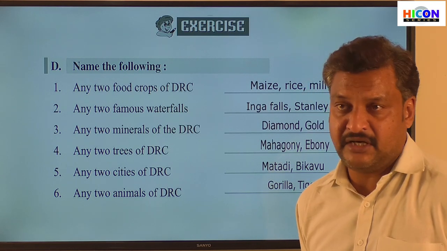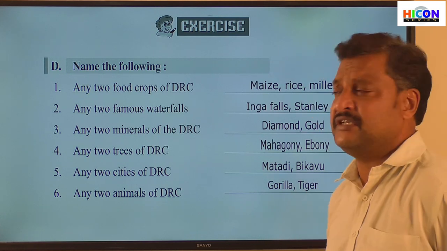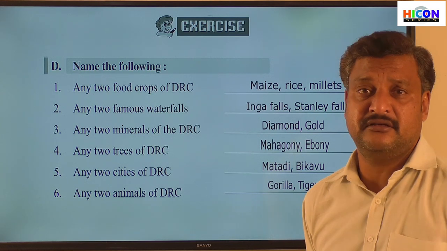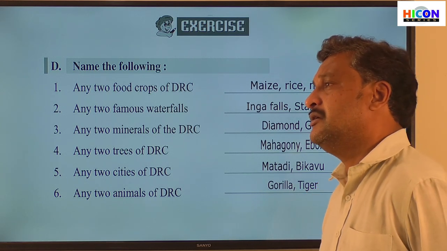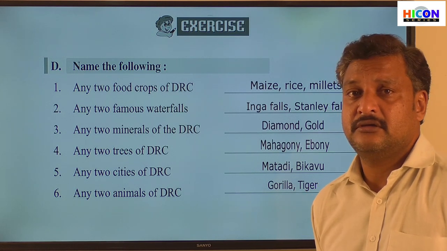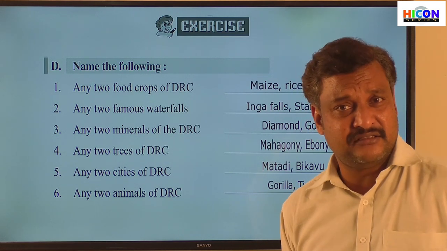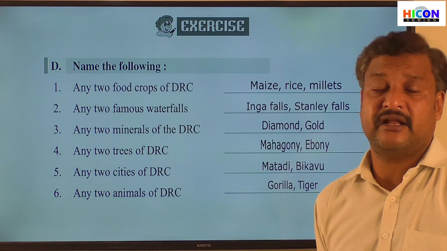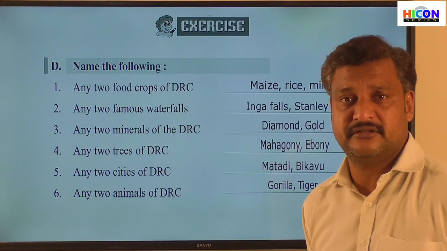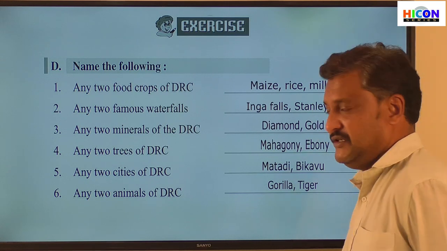Kinshasa is a city, Matadi is a city, Bukavu is a city. We can write the names of any two cities. Then, any two animals. Plenty of animals we have seen: gorilla, bonobo, antelope, okapi. Crocodiles are there, penguins, lions, tigers, giraffes, baboons. Plenty of animals are there. We can write the name of any two animals here.